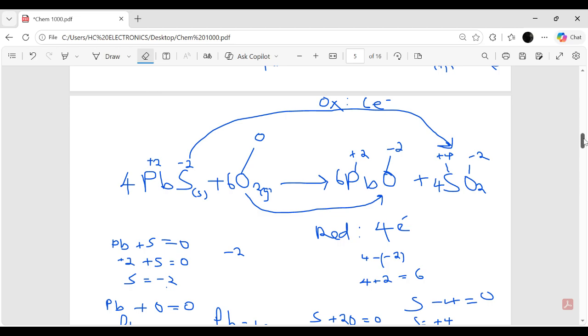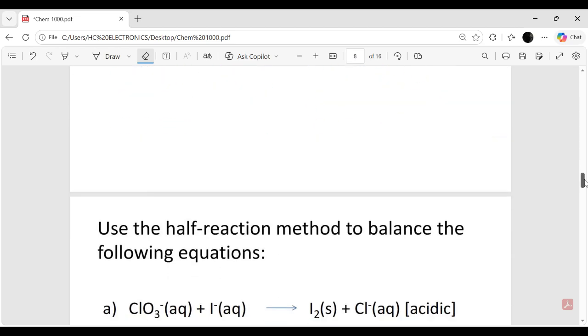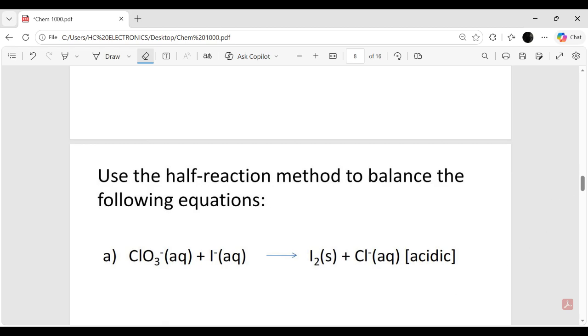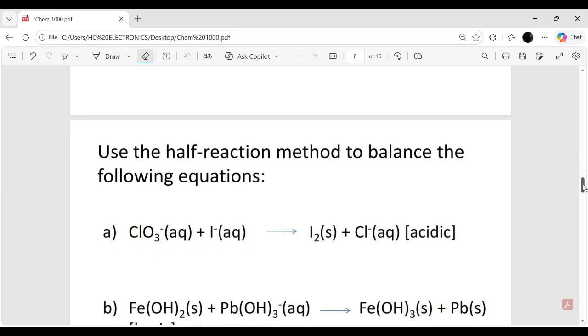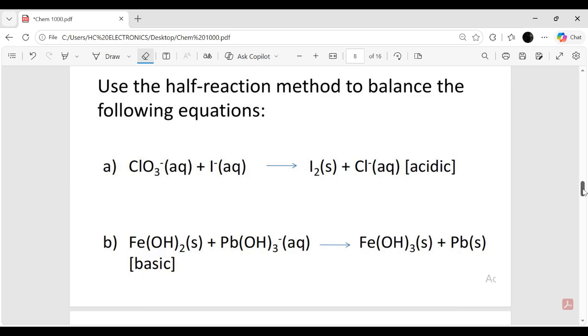Okay, let's go to another question. But I'm sure you've gotten the process, right? Okay. So the key thing is knowing the process. Because I also have to teach you on half cell reaction method. Okay, half cell reaction method.